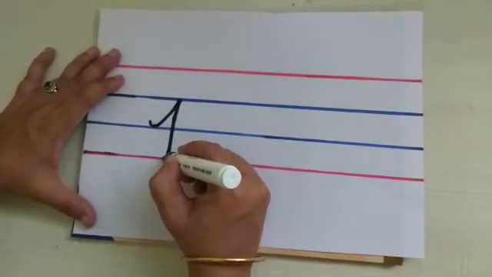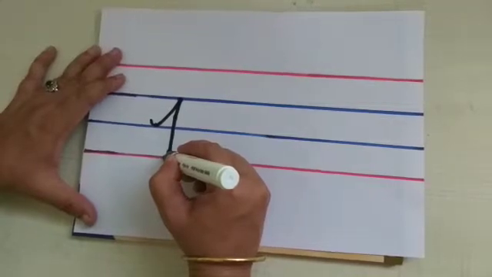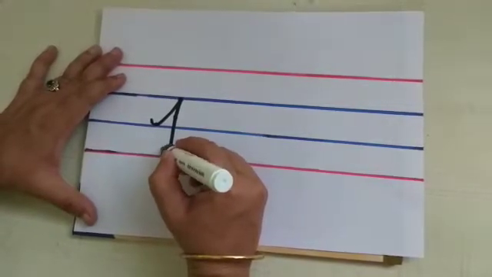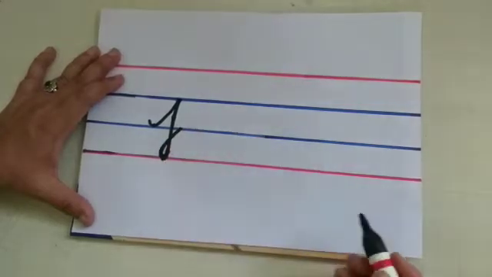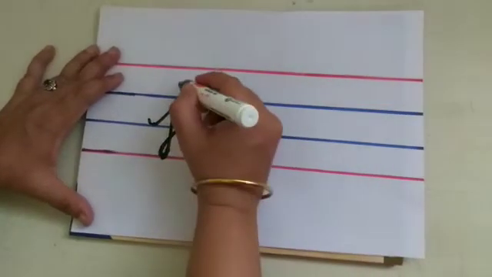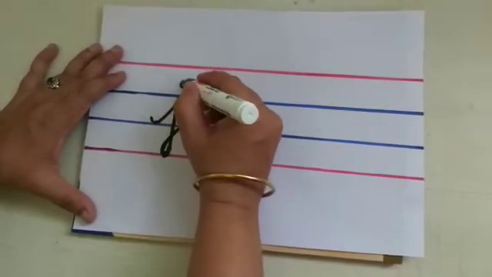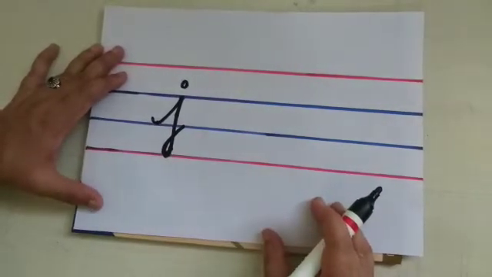Down, children. Now turn like that and go and join this blue line and put a dot. This is small cursive J.